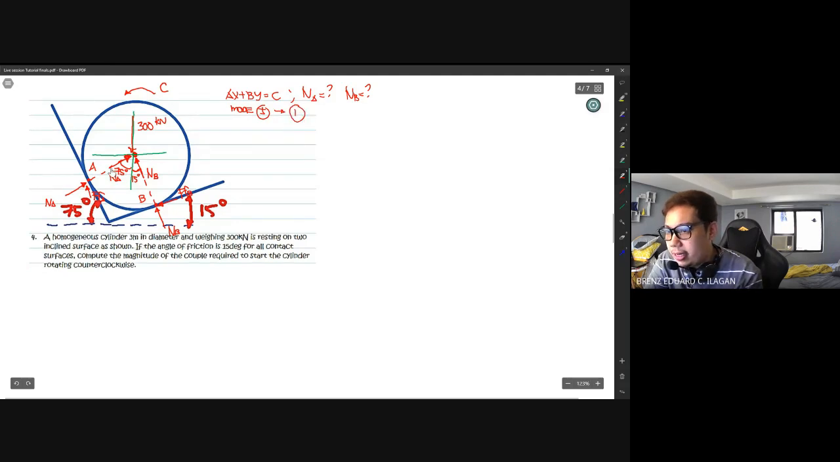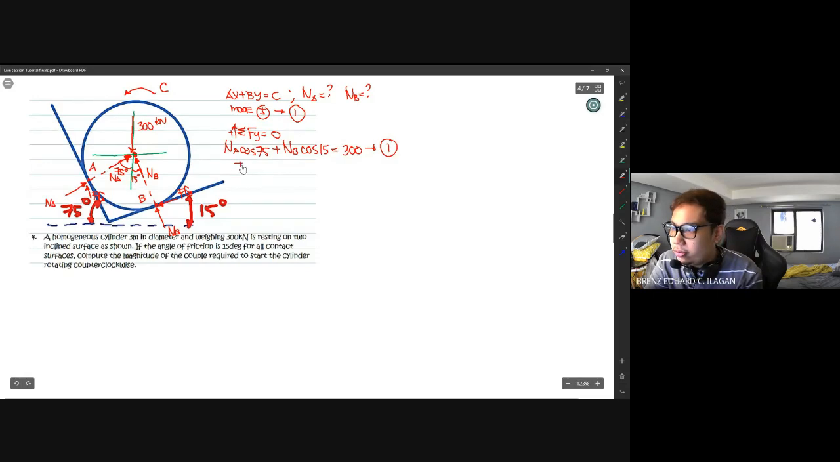So, sige, ang gamitin natin is yung NA will be our reference. So, assuming upward direction as positive, take summation of forces y equals to 0. So, we have NA cosine 75, plus yung NB mo. Pataas din ang y component niyan, so that is cosine 15, equals to 300. So, this will be our equation number 1.